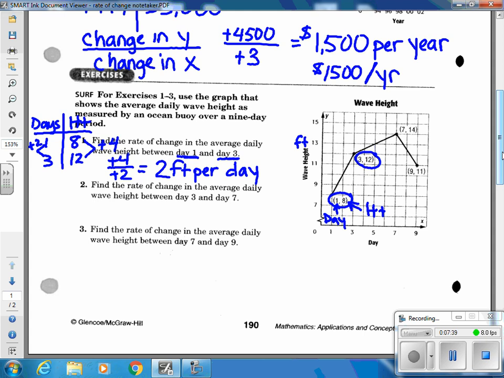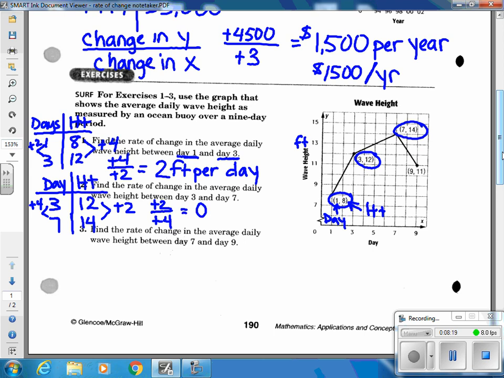Now number 2, we want to find the rate of change in the daily height between days 3 and day 7. So same picture, but now we're setting up the table with different values. You're still going to have the day for the x value and the height for the y value. But this time we want day 3 and day 7. On day 3 it was 12 feet tall, and then for day 7, that's up here at the top where it was the highest, that was 14 feet tall. So how do we get from 12 to 14? We add 2. How do we get from 3 to 7? We add 4. So now setting up y over x, that would be positive 2 over positive 4. Divide. When you divide 2 divided by 4, you will get 0.5.